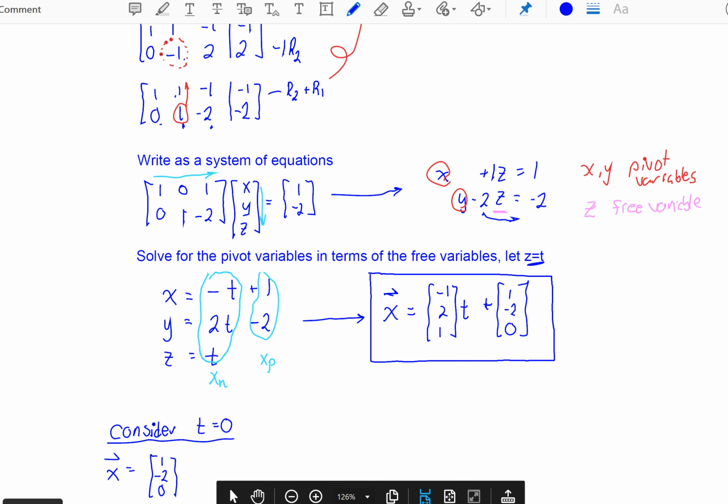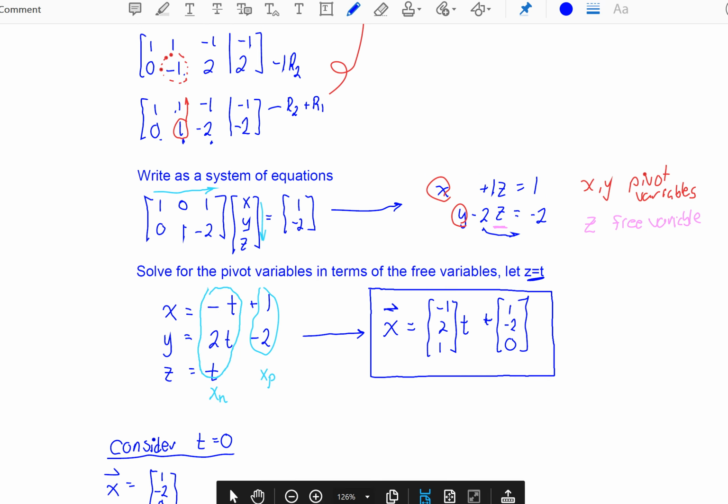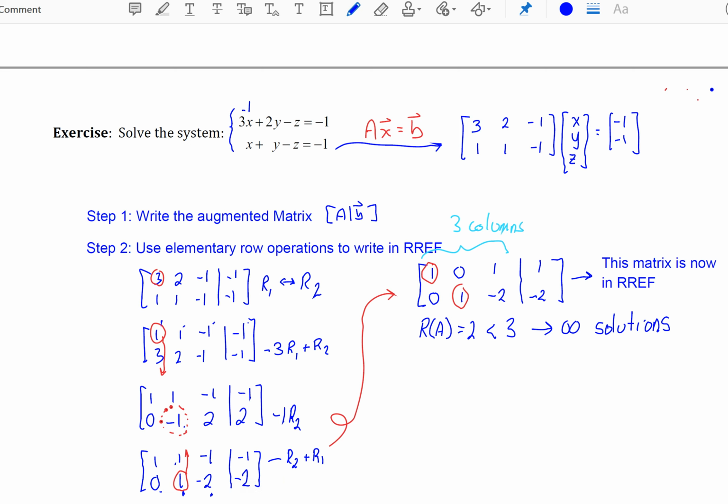X is 1, y is -2. If x is 1, y is -2, and z is 0, then you have 3 minus 4 plus 0, which is -1. 1 minus 2 plus 0 is -1. And so we can verify, yes, this is a solution.